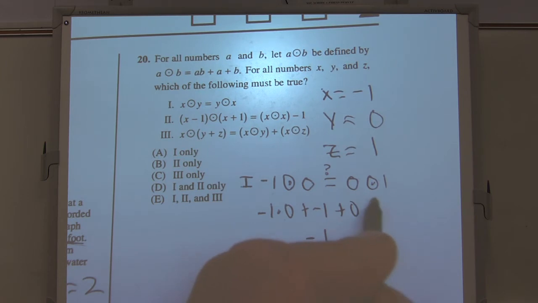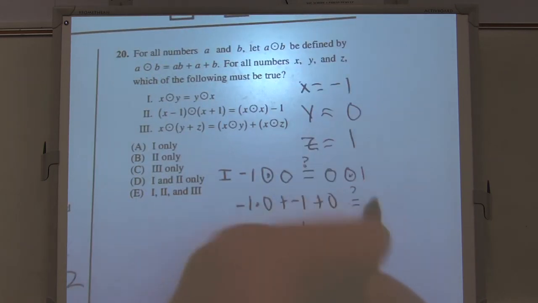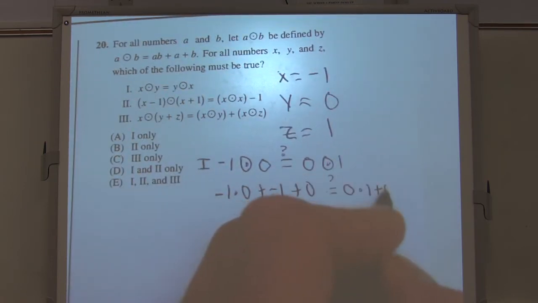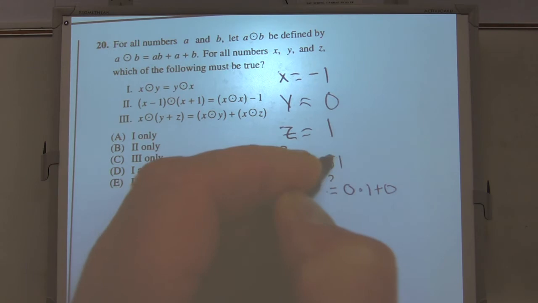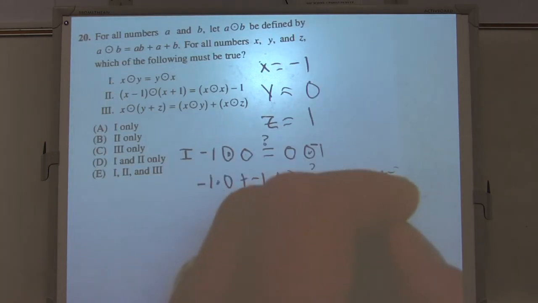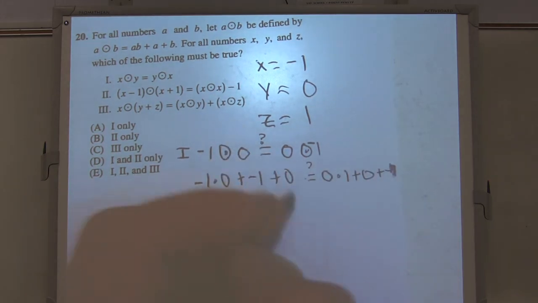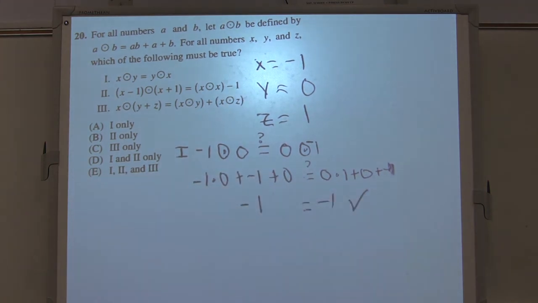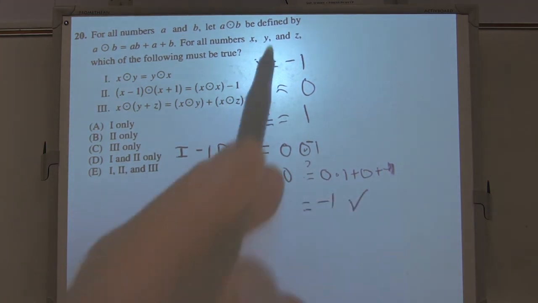Over on this side, when I do 0 circle -1, does that equal -1? That's going to get me 0 times -1 plus 0 plus -1. Sorry, I'm getting off my paper right here. So I get 0 plus 0 plus -1. That equals -1. Yeah, Roman numeral 1 checks out. So when I let them be these values, Roman numeral 1 checks out.